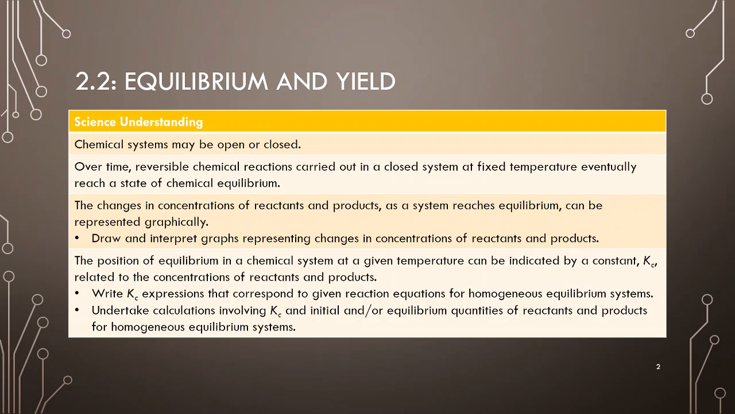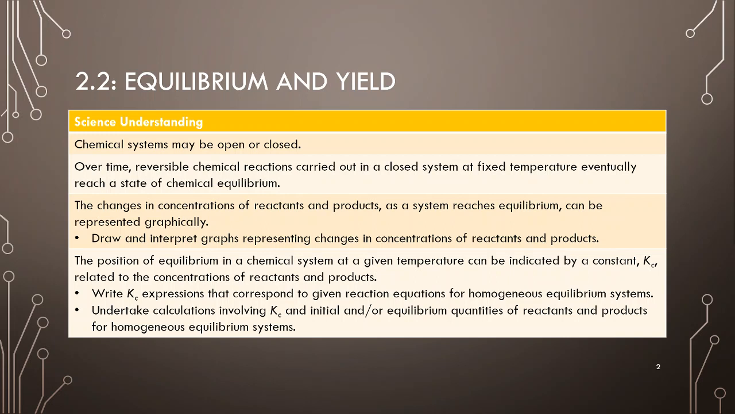Okay, so in subtopic 2.2, equilibrium yield, in the first part, I would like to cover this stuff. Chemical systems may be open or closed. Now, for you to have equilibrium, you will learn that it needs to be a closed system.